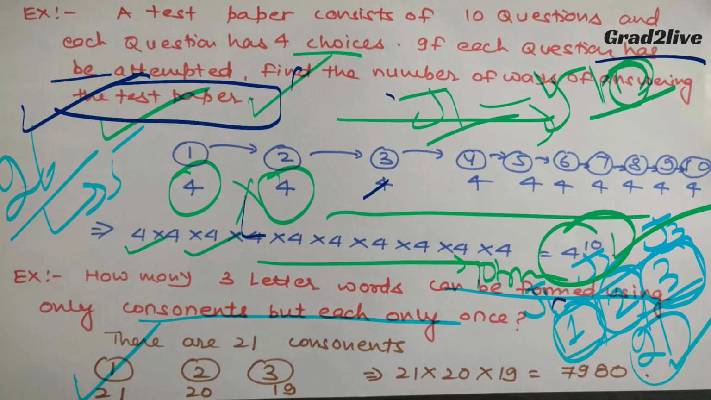The second letter can be filled in 20 ways. Why? Because since you have filled in the first letter with one consonant, that consonant has to be avoided, as there should not be any repetition. It has been given here that they can be used only once. So the second letter can be filled in 20 ways. Similarly, the third letter can be filled in 19 ways, because you have already used up two consonants. So in how many ways can you form a three-letter word? That will be equal to 21 into 20 into 19, which comes out to be 7980. See, questions become so easy if you understand the concepts pretty well.